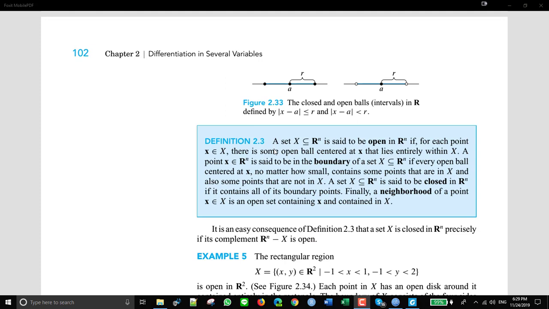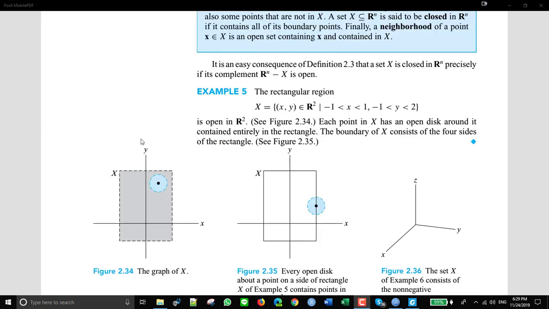Okay, the next concept in the so-called topology of Rn. So we have the open and closed balls as part of what we mean by the topology. The set X in Rn is said to be open. So now we're not just talking about open balls, but what we mean by an open set. If for each point in X, there is some open ball centered at that point that lies entirely within X. So let's see a picture of that.